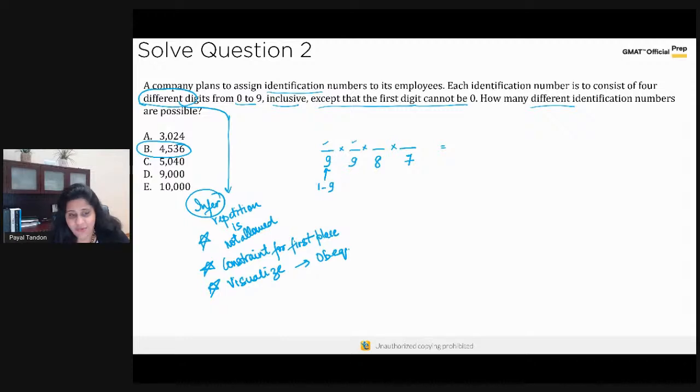Now, for the second space, what's happening is you have already used up one of the digits from 1 to 9, so that one would not be allowed. So 10 minus 1, okay, plus 0. Now 0 is an option. That's why you can utilize 0 over there.